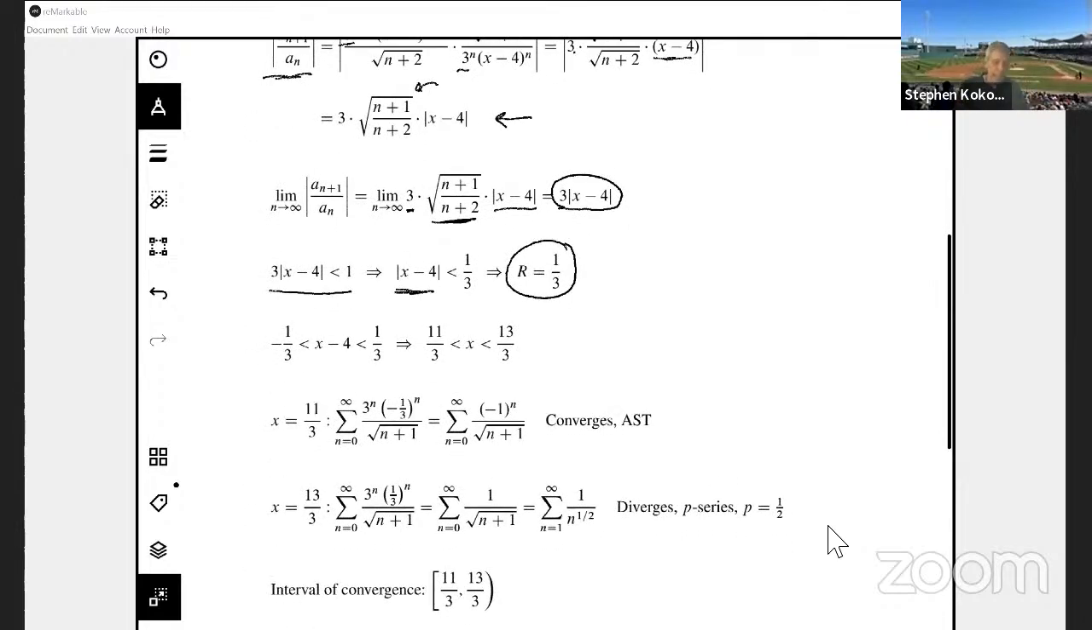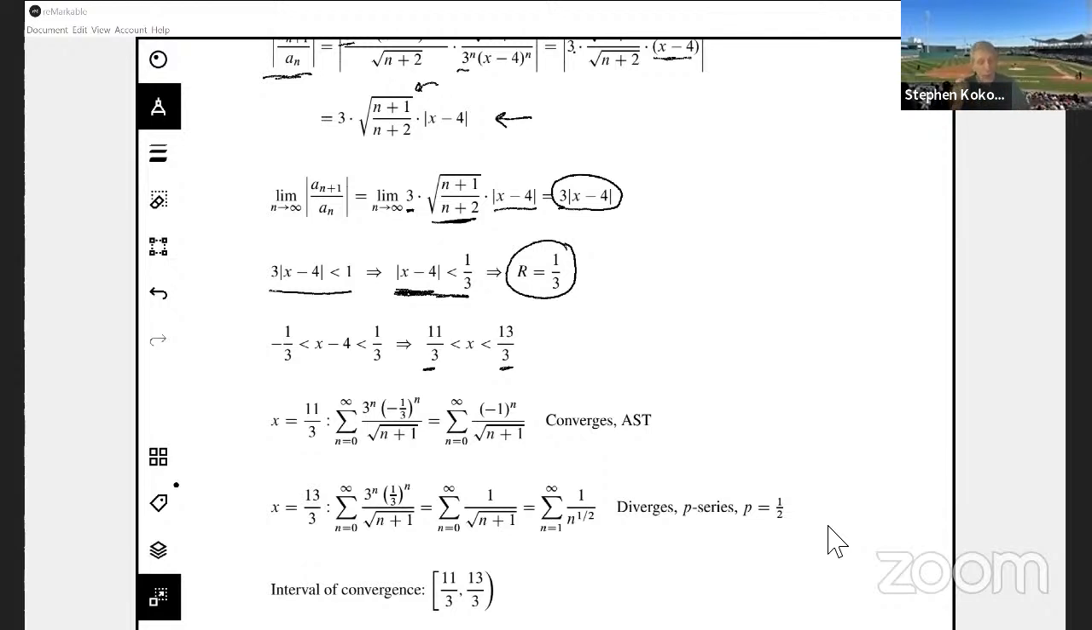So I did a little extra step in here just for my own benefit, just to help me figure out what the endpoints are. And so what I did is I sort of looked at the definition of the absolute value. So that means x minus 4 must be between minus 1/3 and plus 1/3, just to make it easier for me to see these two endpoints that I need to check, those two values of x that I need to plug in.